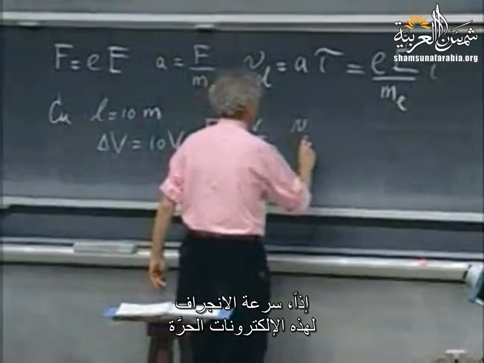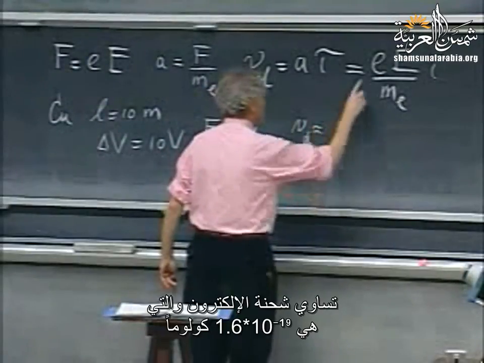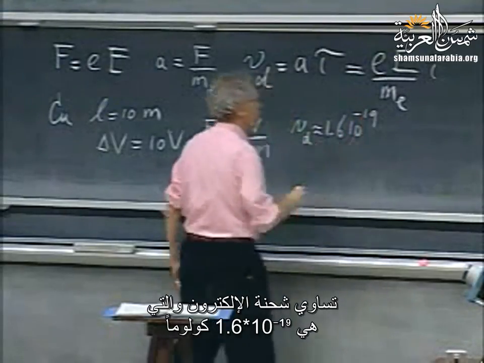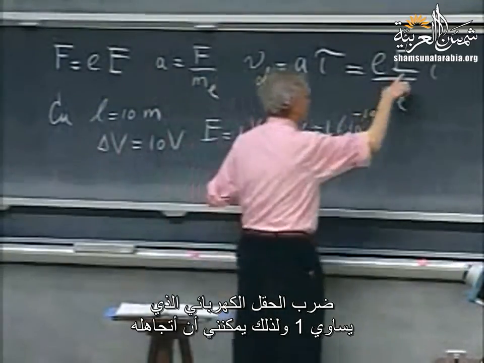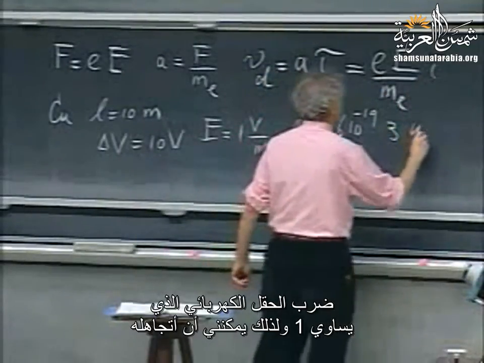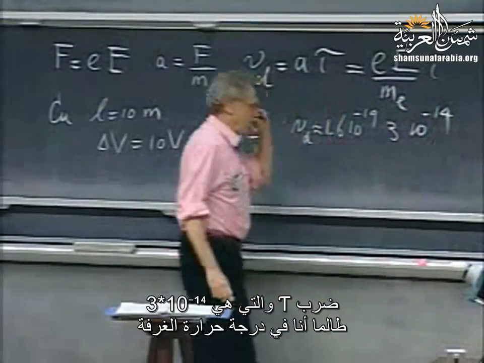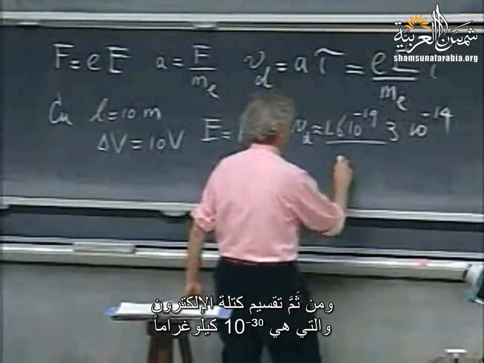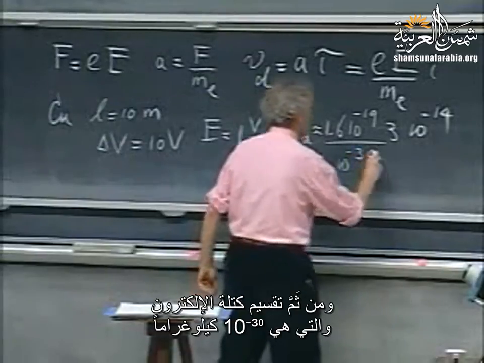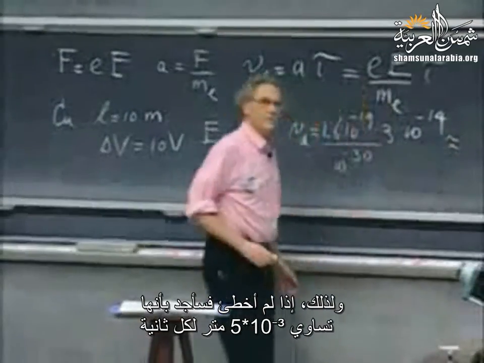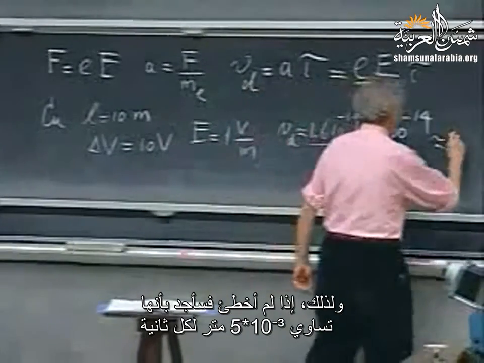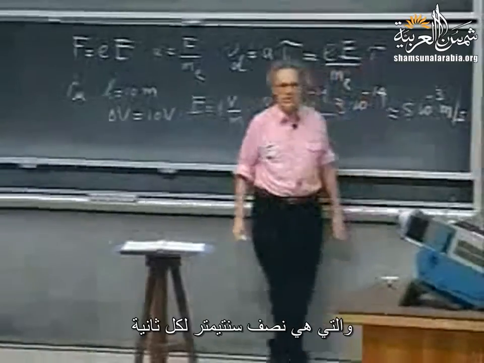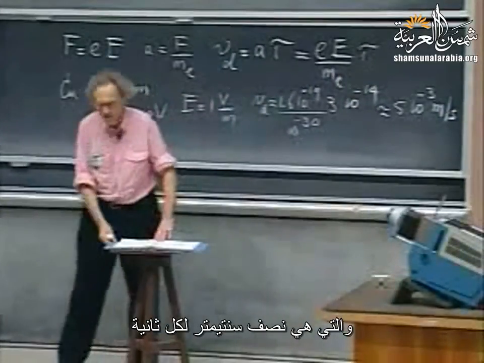So the drift velocity of those free electrons would be the charge of the electron, which is 1.6 times 10 to the minus 19 coulomb. The E field is 1, so I can forget about that. Tau is 3 times 10 to the minus 14, as long as I'm at room temperature. And the mass of the electron is about 10 to the minus 30 kilograms. And so if I didn't slip up, I found that this is 5 times 10 to the minus 3 meters per second, which is half a centimeter per second.